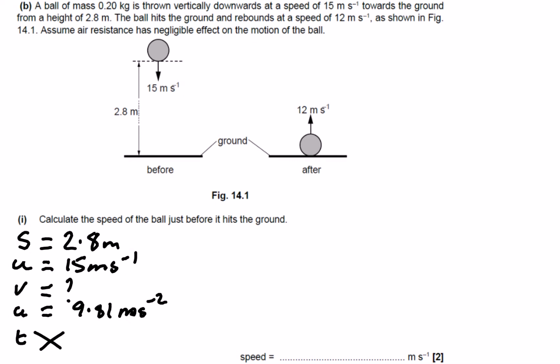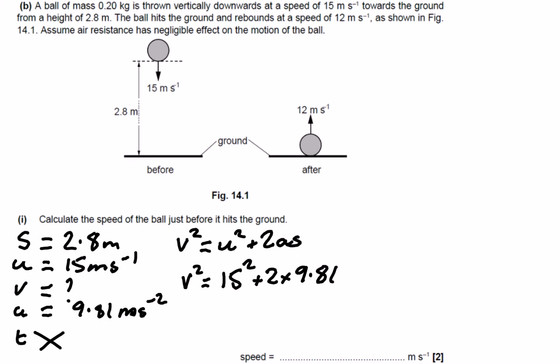So, going to our formula sheets, we want to find a formula that doesn't have time, so that will give us v squared equals u squared plus 2as. And if we now substitute our values in for that, v squared is going to equal u squared, which is 15 squared, plus 2 times 9.81 times 2.8.